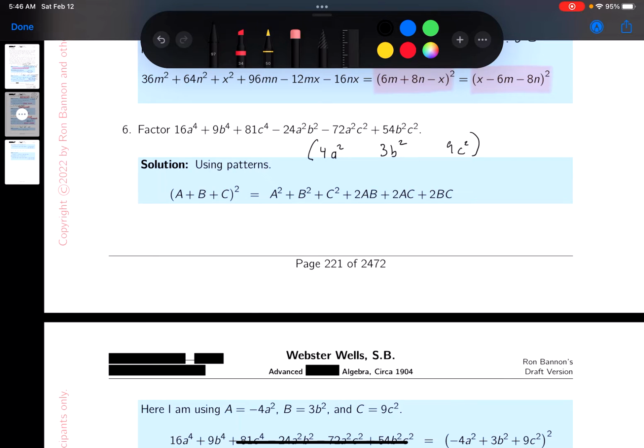All right, I would definitely get 16a^4 if I square it. Whoops, forgot to put the square down. I would definitely get, regardless of sign, by the way, 9b^4 and 81c^4. They seem to work out fine.